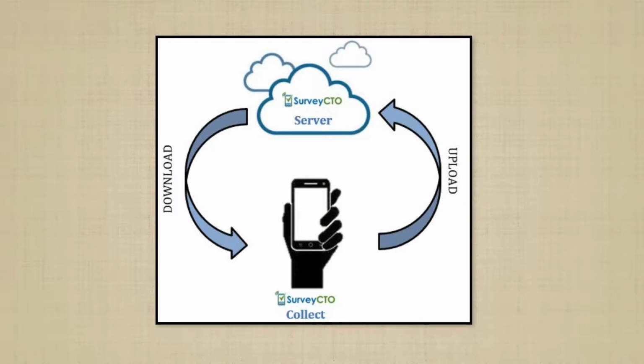SurveyCTO has two main components: the SurveyCTO server, which is where you will access the blank M&E form, and SurveyCTO Collect, which you will use to enter activity information and to upload completed forms.